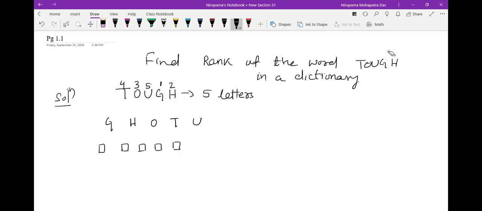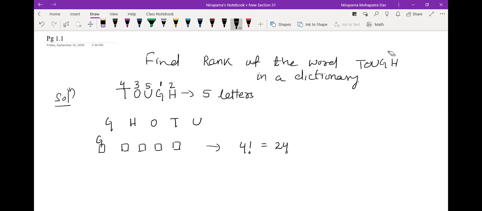Okay, so first word will be started with the letter G. With G in the first place, how many words can be formed? So G is fixed in the first place. So 1, 2, 3, 4. It means remaining 4 letters and 4 places that can be done in factorial 4 means 24 ways. So the words starting with G, number of words will be 24.